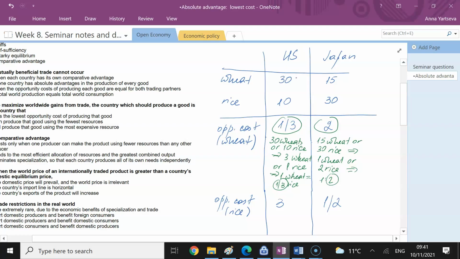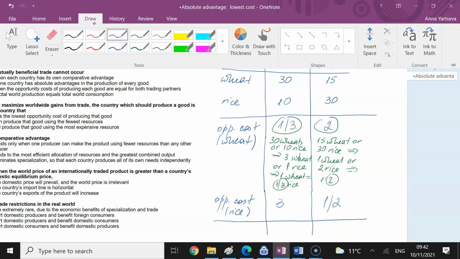And it's the other way around in America. So these are our opportunity costs in both countries. These are kind of prices of wheat and rice expressed in another good, an alternative product which they can also produce. And these opportunity prices become our decision-making criterion for international trade.